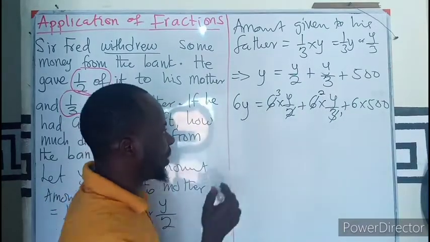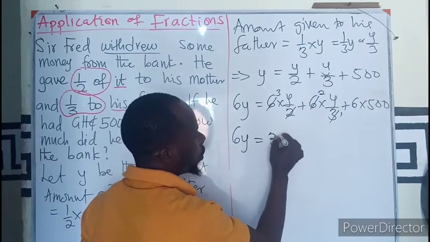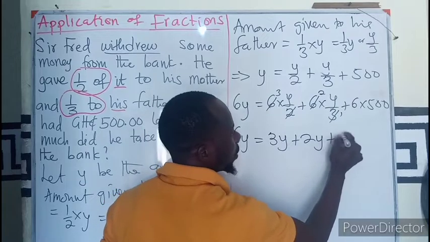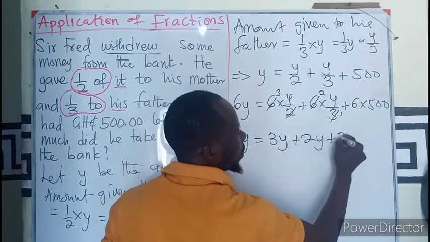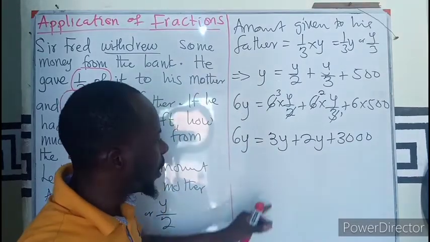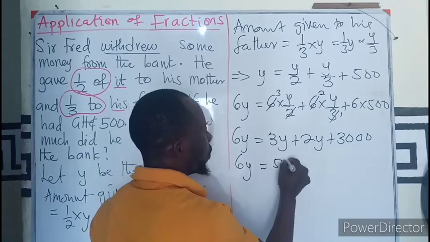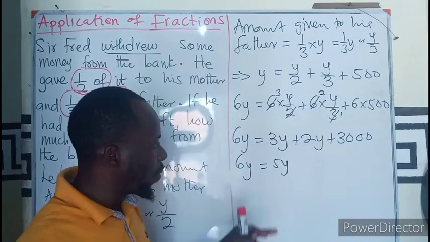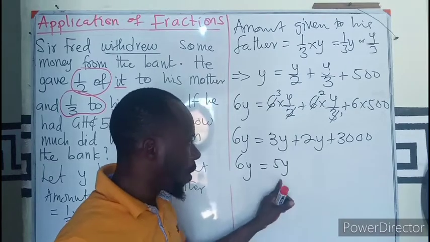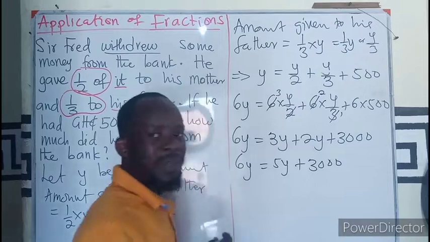So rewriting this becomes 6y equals 3y plus 2y plus 6 times 500, which is 3,000. I believe we can compute this to have 6y equals 5y, because 3y plus 2y is like 3 oranges plus 2 oranges, that will be 5 oranges. So that will be 5y plus 3,000.